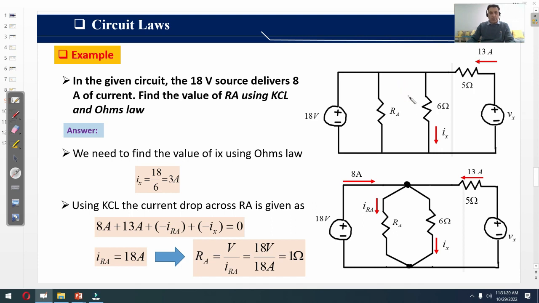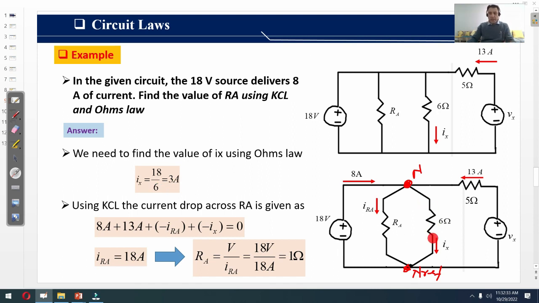We redraw this circuit as shown below. We label the current of the 18 volt source, which is 8 ampere, entering a node, and we also identify a node here. As you can see, this one is a common node for all the circuit elements. We also identify the reference node as shown here. From the figure you can see that the voltage at this node is known, which is 18 volt. First we need to find Ix. Ix is equal to 18 over 6. 18 is the node voltage here, and 6 is the resistance of this resistor. Ix is equal to 3 ampere using Ohm's law.